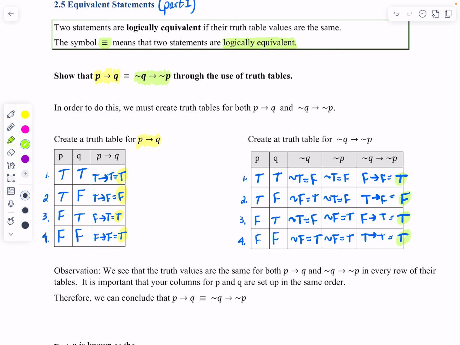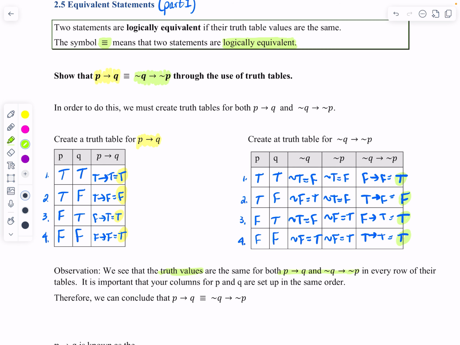Now notice that I have exactly the same truth values in exactly the same rows. In row 1, if P, then Q, and negation Q, then negation P is true. In row 2, it's false. In row 3, it's true. In row 4, it's true. So again, the truth values have to be the same for both.